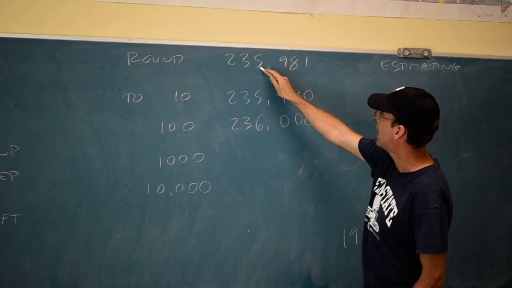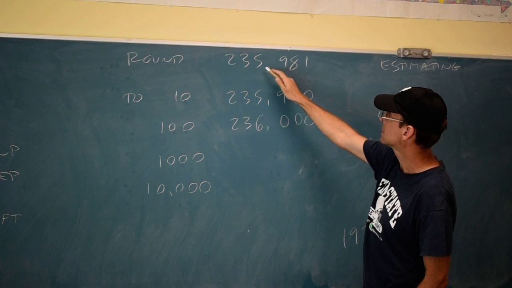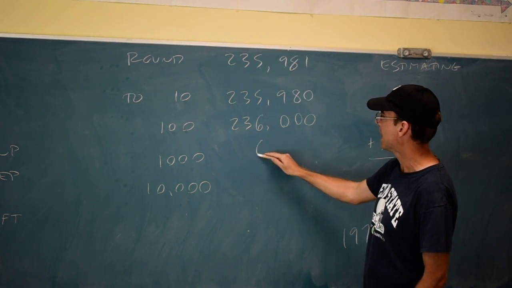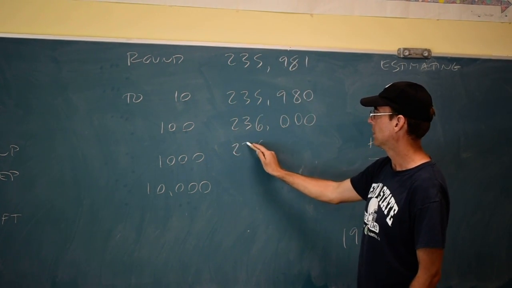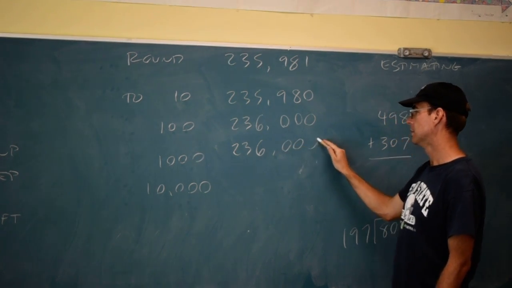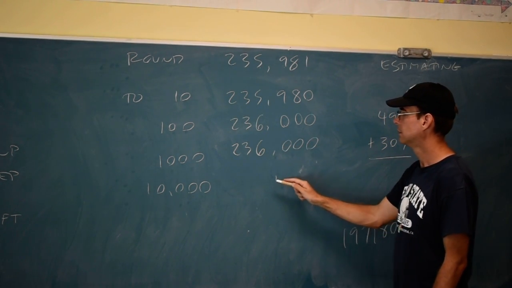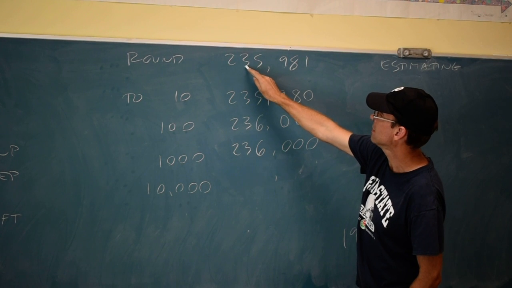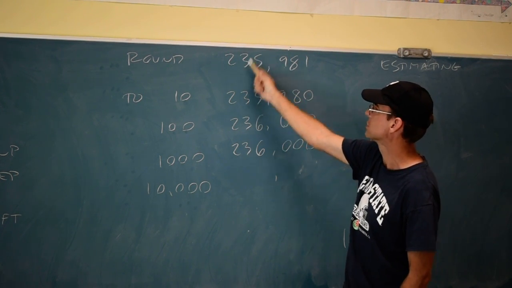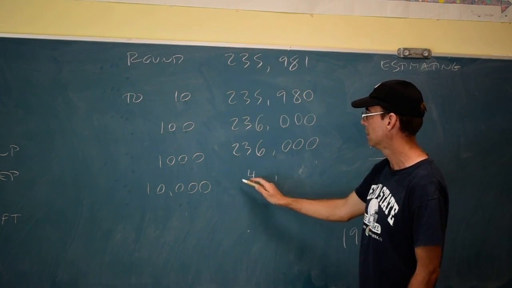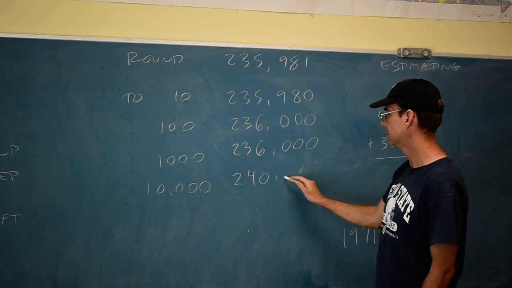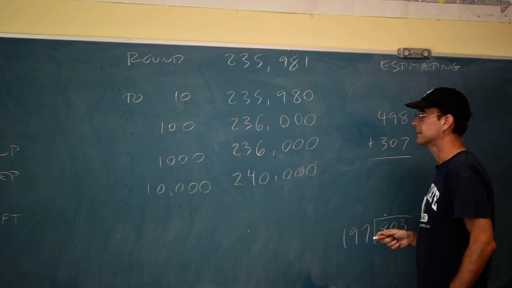Thousands place is the 5, so 9 is the boss. 9 pushes that up to a 6. Copy the beginning, zeros for the end. 10,000 is here, so 5's the boss. 5 tells 3, you've got to go up to 4. Copy the beginning, 0 the end.